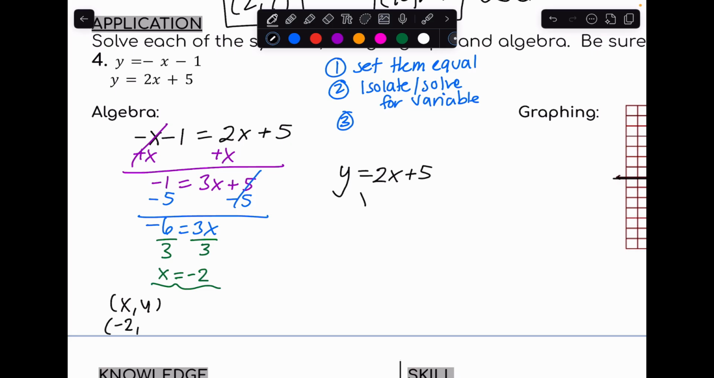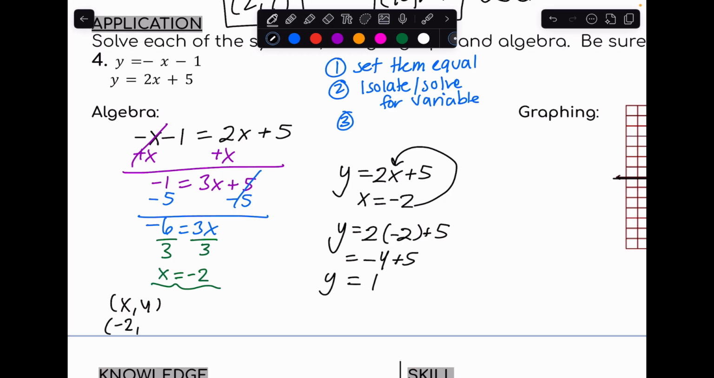So all I'm going to do is that I found x to be negative 2. So I'm going to plug it in where y equals 2 times negative 2 plus 5. We know 2 times negative 2 gives me negative 4 plus 5, which should give me 1. So my y value is 1. So my ordered pair, my point of intersection, is negative 2, 1.